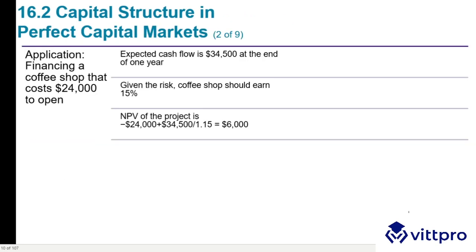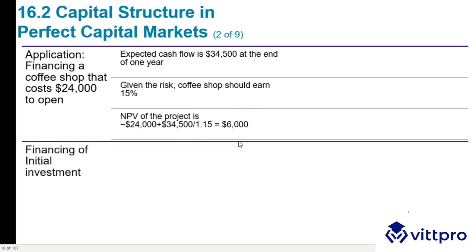Let's say you have a coffee shop which you want to open that requires $24,000 to open. Your expected free cash flow is $34,500 at the end of 1 year, right? So given the risk, the coffee shop should earn 15%. So in that case, your NPV is $6,000. Now the financing part is coming. So how are you going to finance?